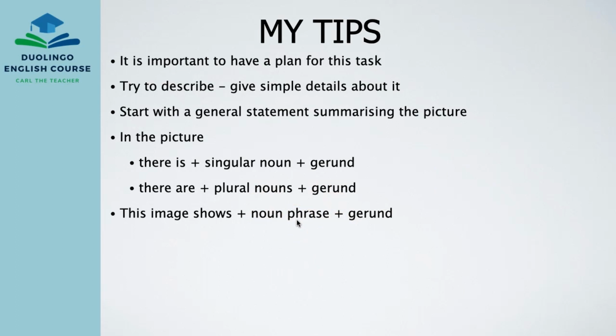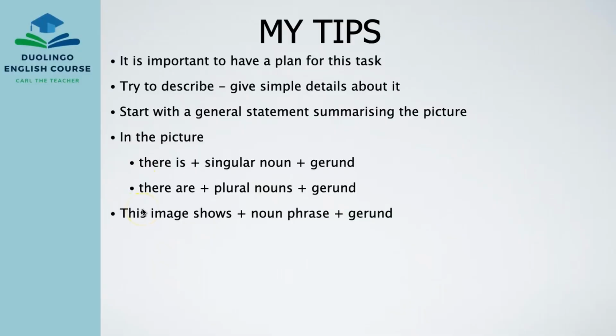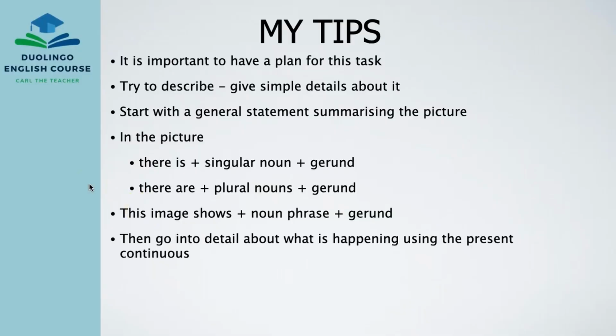This image shows 4 people, if you're going to use a plural. Again with the gerund, using a verb with an -ing helping you here. Remember, you've got to do this 3 times. So why not try and use "in the picture" once, "in this image shows" a couple of times. Then go into detail about what is happening using the present continuous.